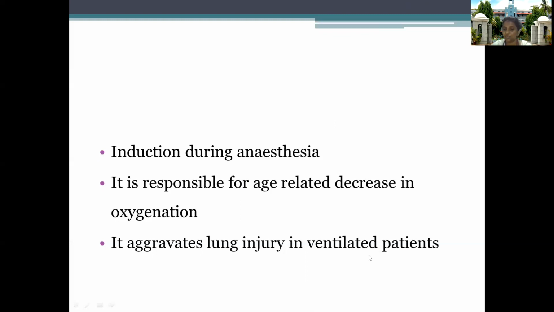Also, in patients who are in ICU on long-term ventilation, there is a repeated cycle of alveoli expanding and then collapsing during inspiration and expiration. Due to this repeated cycle, there is biotrauma that happens as time on the ventilator increases, and that can aggravate lung injury.